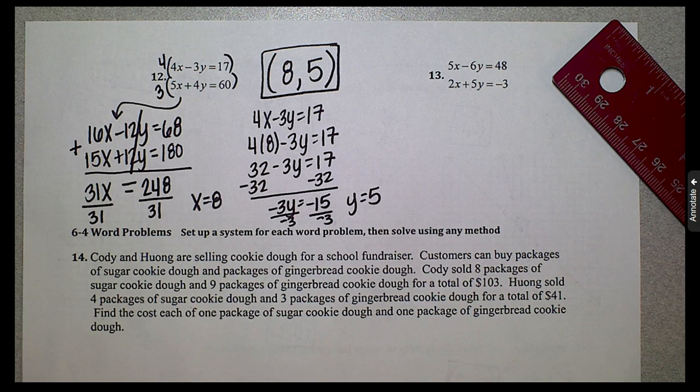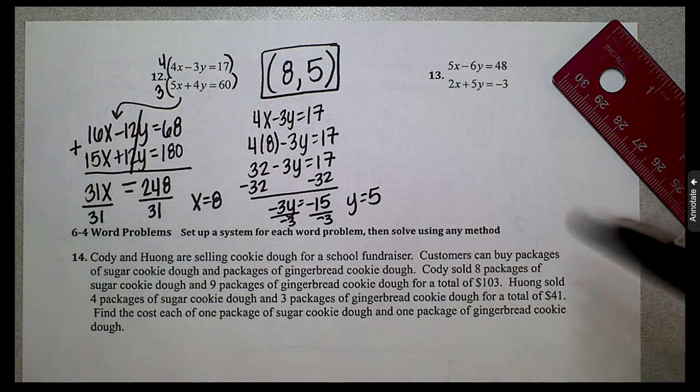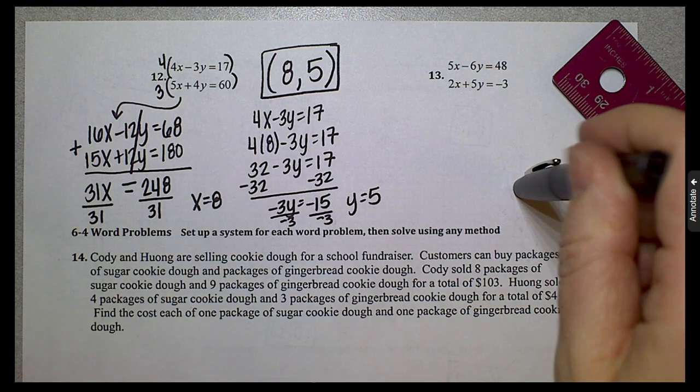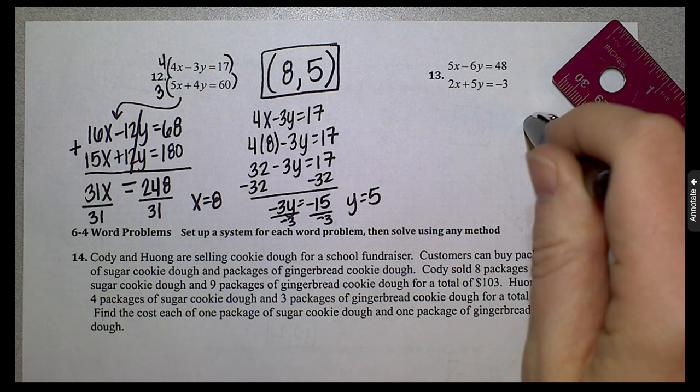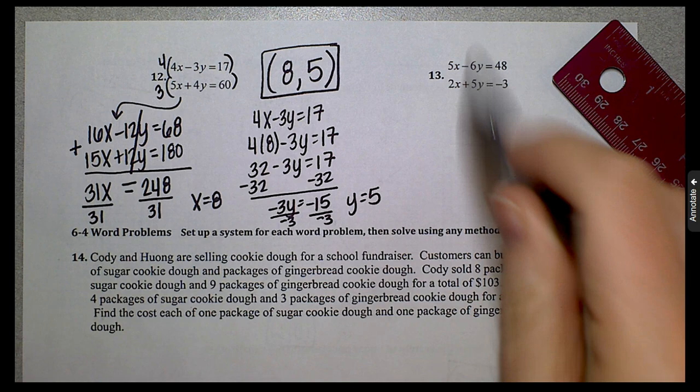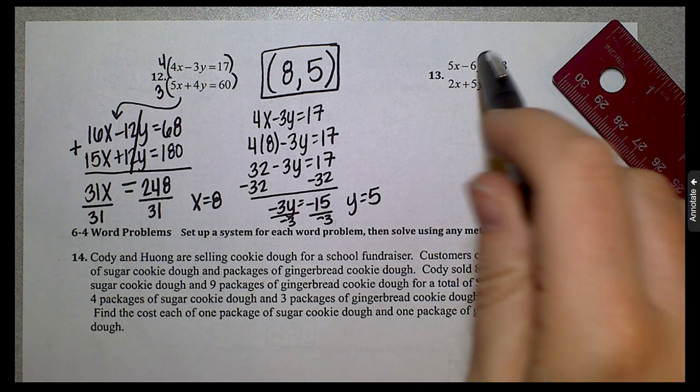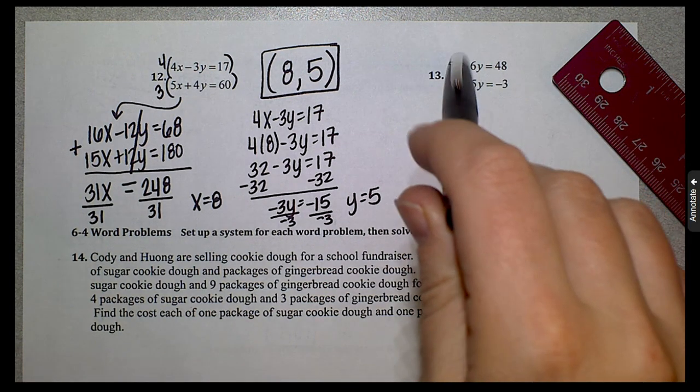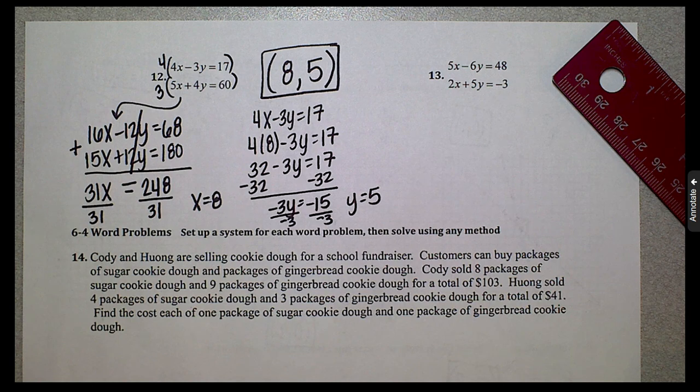It doesn't matter where you start. Just make sure your first goal, one, is that everything's lined up, and two, that you can eliminate a variable. You do that by making the numbers in front, the coefficients, the same with opposite signs. That's always your first step. Does anyone have any questions on elimination?